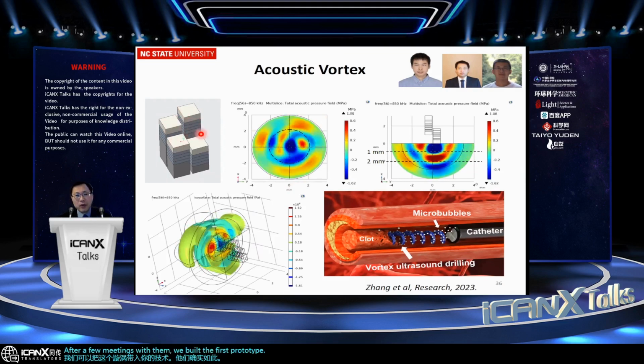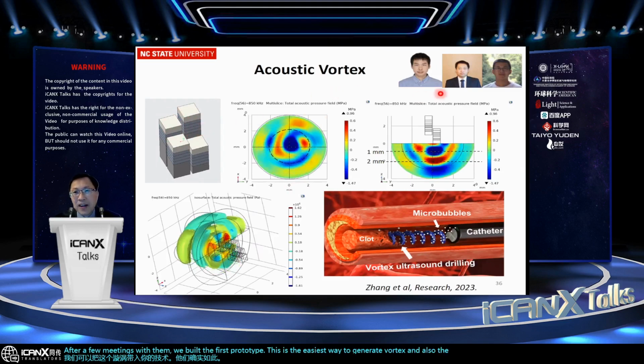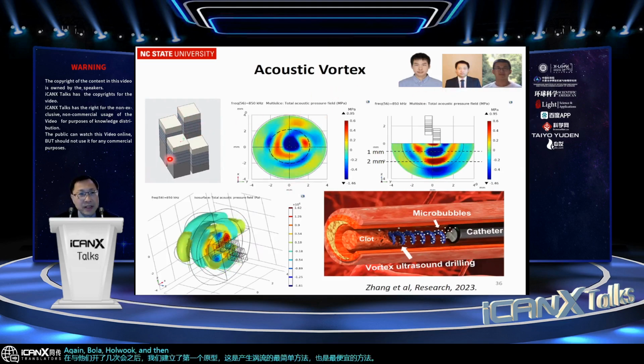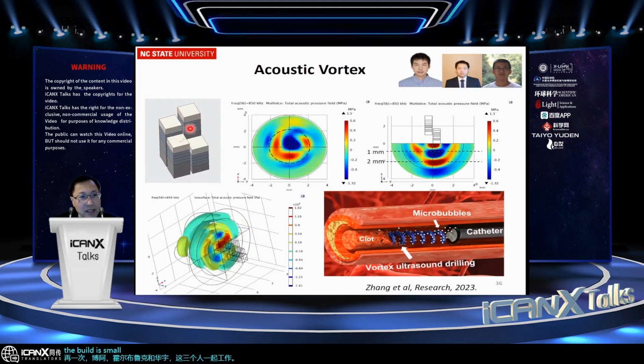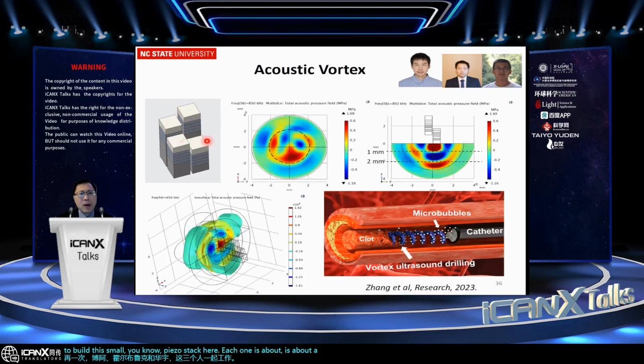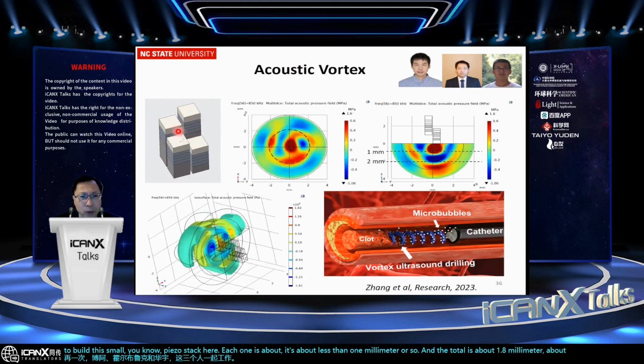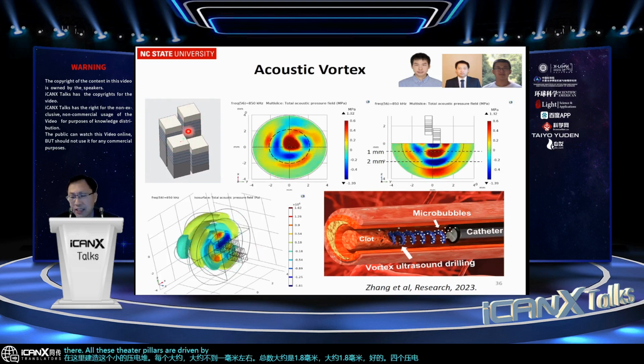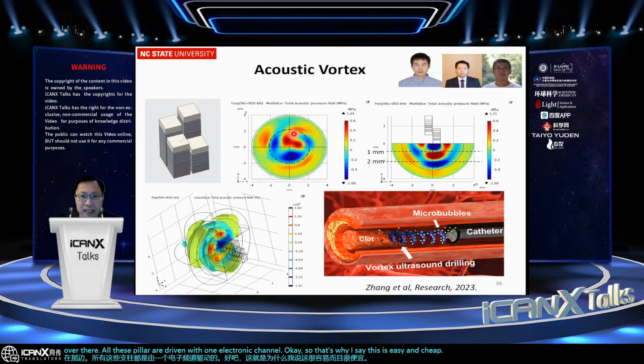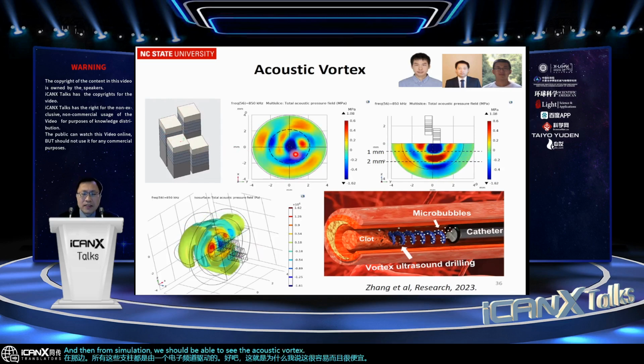This is the easiest way to generate a vortex and also the cheapest way. Again, Boa, Howok, and Huayu, those three worked together to build this small piezo stack here. Each one is less than 1 millimeter or so, and the total is about 1.8 millimeter. Four piezo pillars over there, all driven with one electronic channel. That's why I say this is easy and cheap. From simulation, we should be able to see the acoustic vortex, which is nothing but an acoustic wave with a helical wavefront, right?